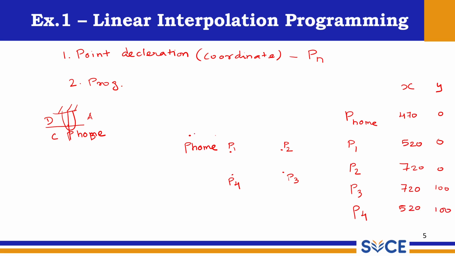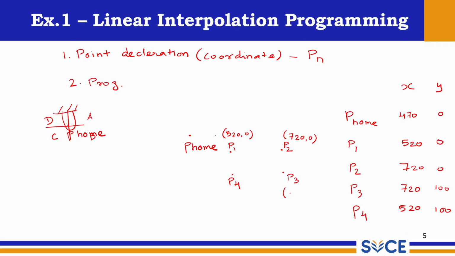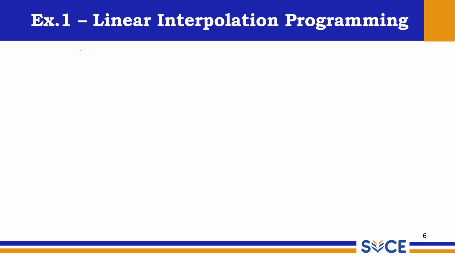So likewise, we should get the points. I will just write down here. This point is going to be 520, 0, and this will be 720, 0. I want you students to recollect, always x will come first and y will be next. That is the pattern. So here it will be 720, 100, and this will be 520, 100. Likewise, we can go ahead with the part. Once we are done with this activity, now we'll go for the program part.